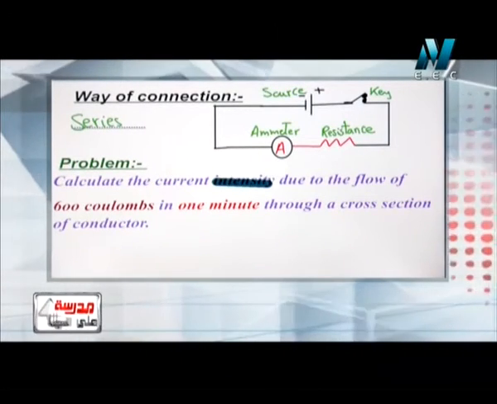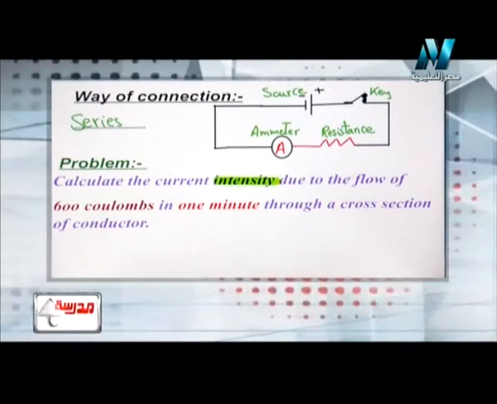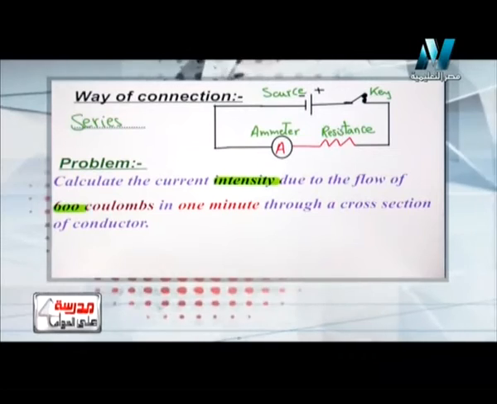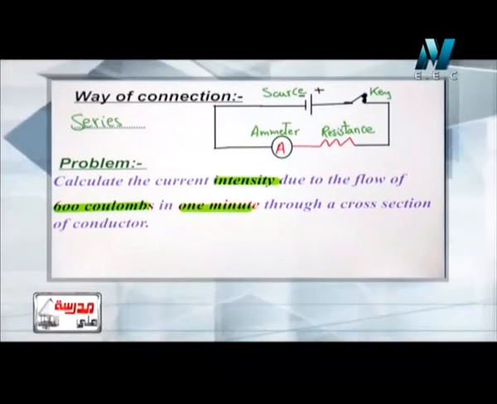Okay, so he wants us to find the electric current intensity due to the flow of 600 coulombs in 1 minute through a cross section of a conductor.